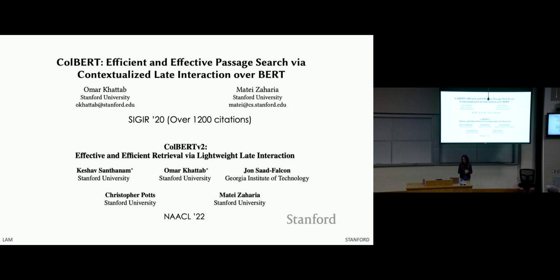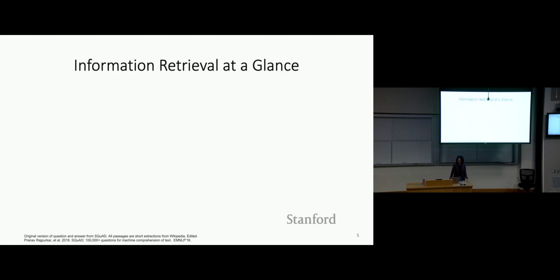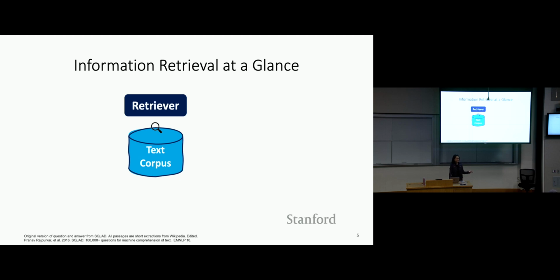And 2 years later, in NAACL, they presented ColBERT V2. That's when they improved it one more round using space compression. So what is it? Here is the basic idea of information retrieval. You have tons and tons of data out there, and you need to find it.